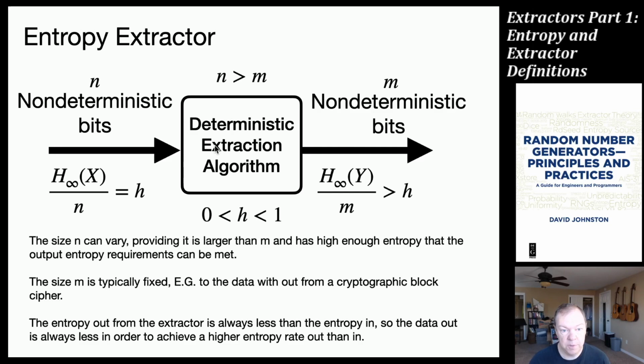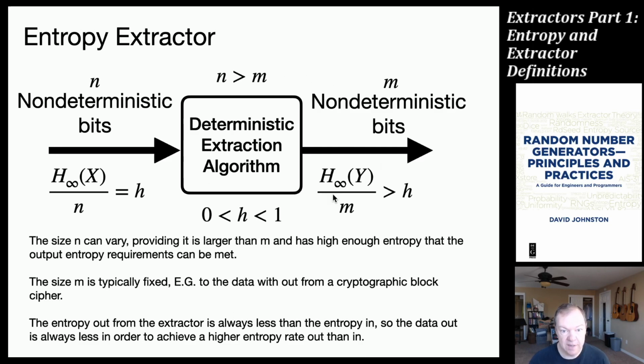It goes through this deterministic algorithm, and this is the extractor. And we're going to say the entropy coming in is not perfect. It's less than 1, and it's not 0. If it was 0, we're wasting our time. So h is somewhere between 0 and 1. And we get out m non-deterministic bits, and they have some entropy rate come out, which is greater than the entropy rate coming in. So we've improved the entropy rate.